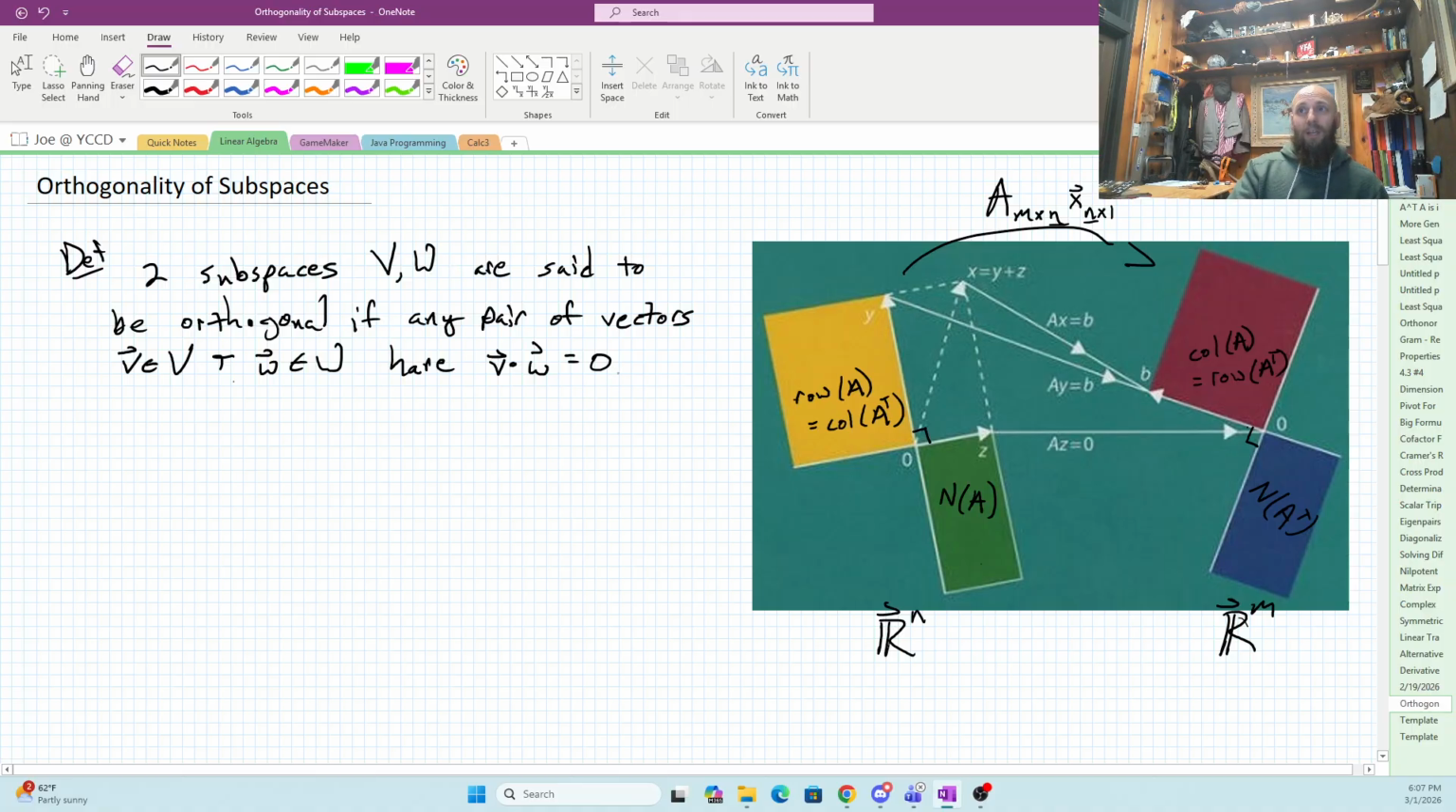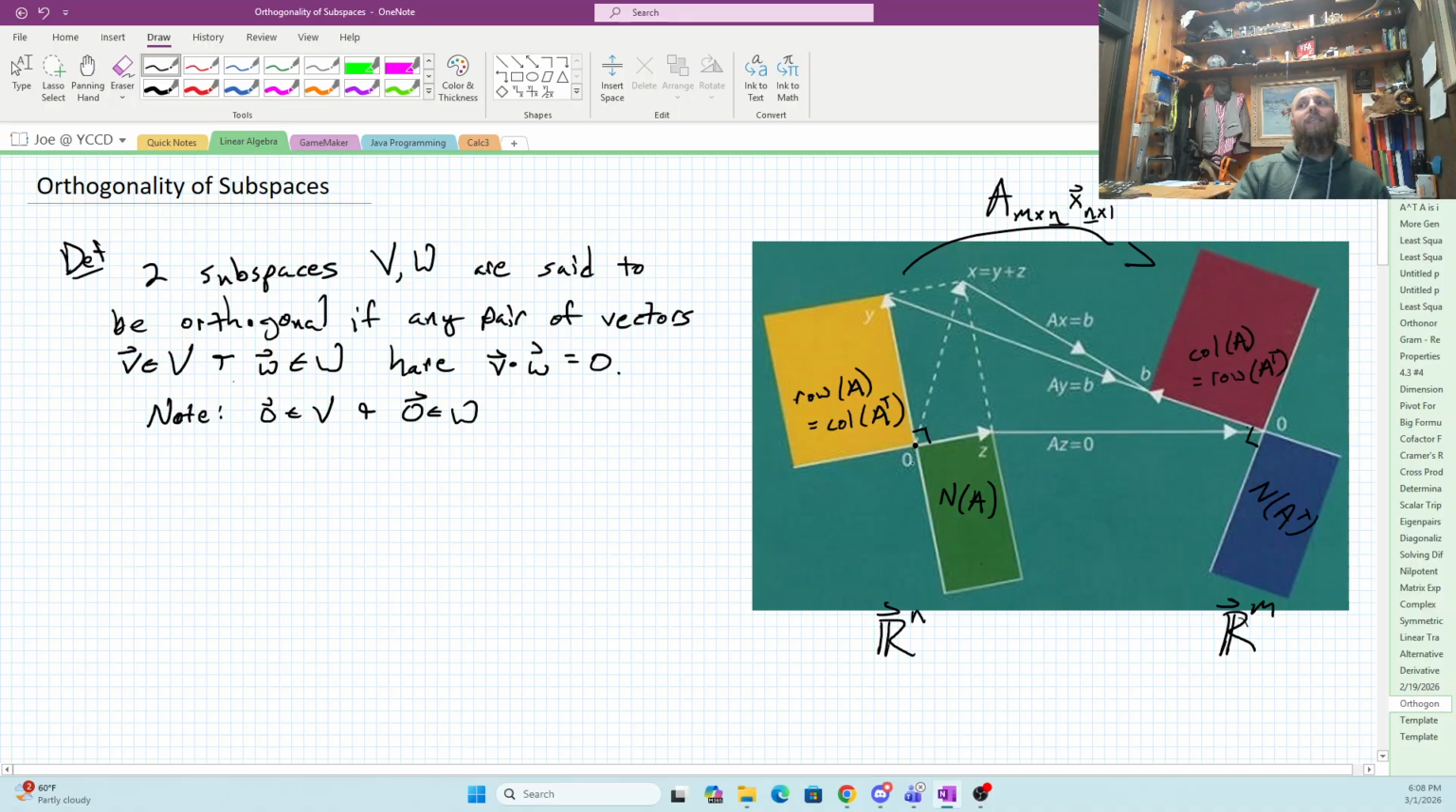Should be noted that if they're subspaces, special note here, 0 has to be in V and 0 has to be in W. My two subspaces are going to have to overlap at the 0 vector. So that's my picture here. That's why I've got 0 drawn in this corner.